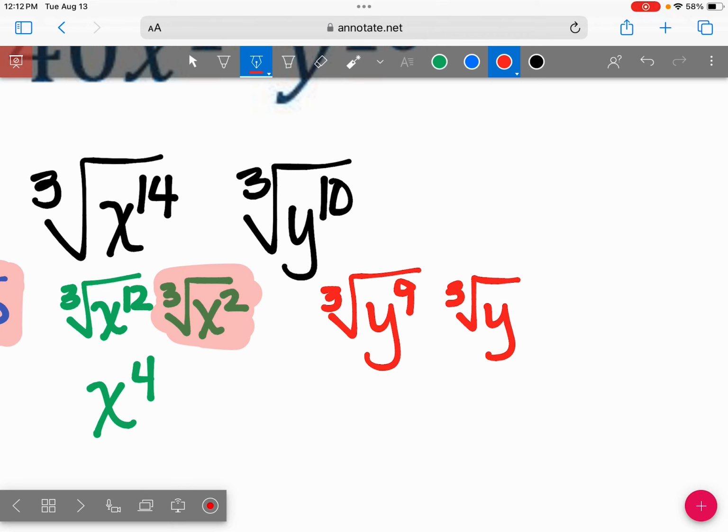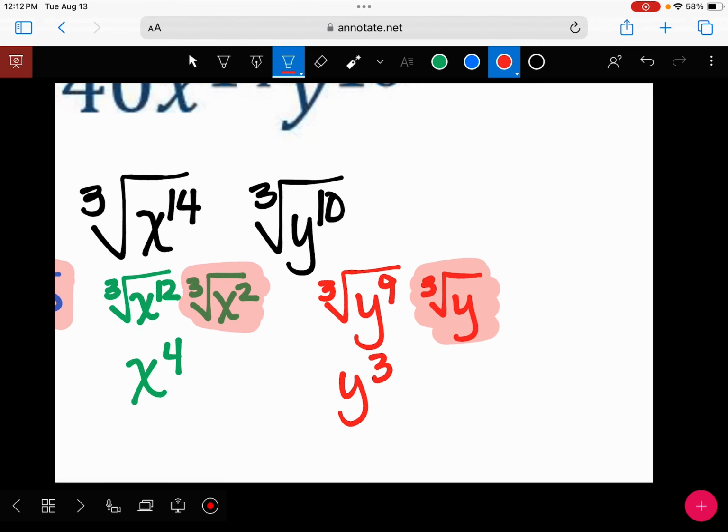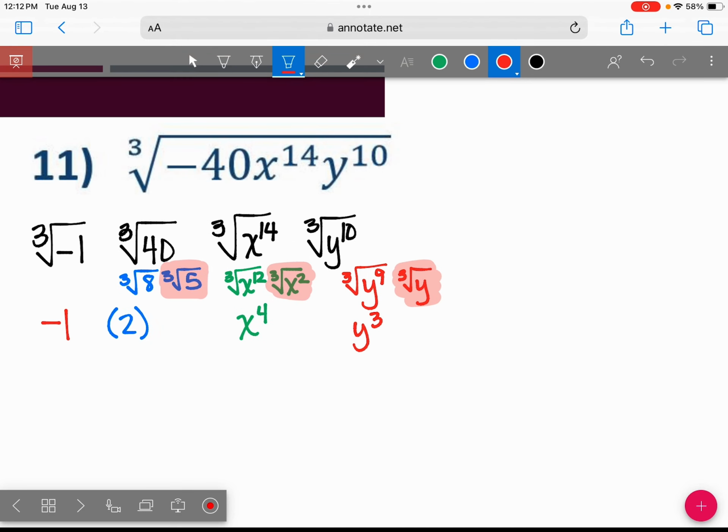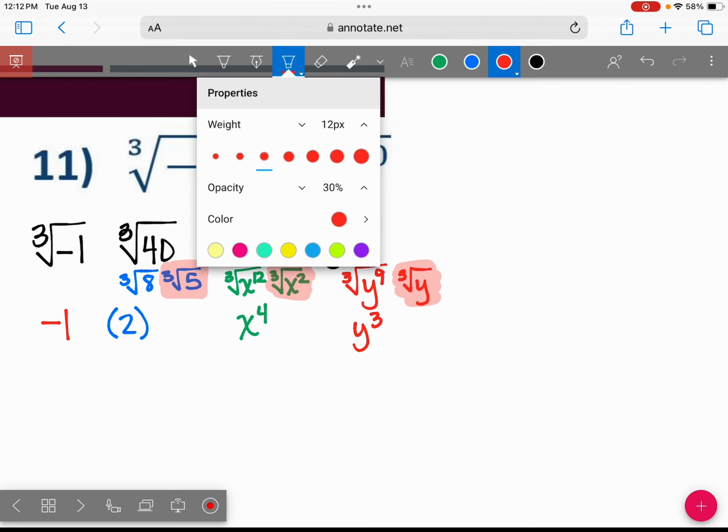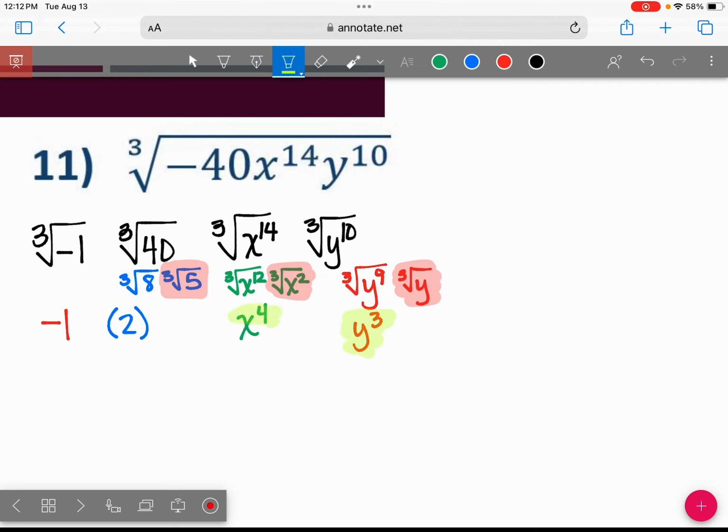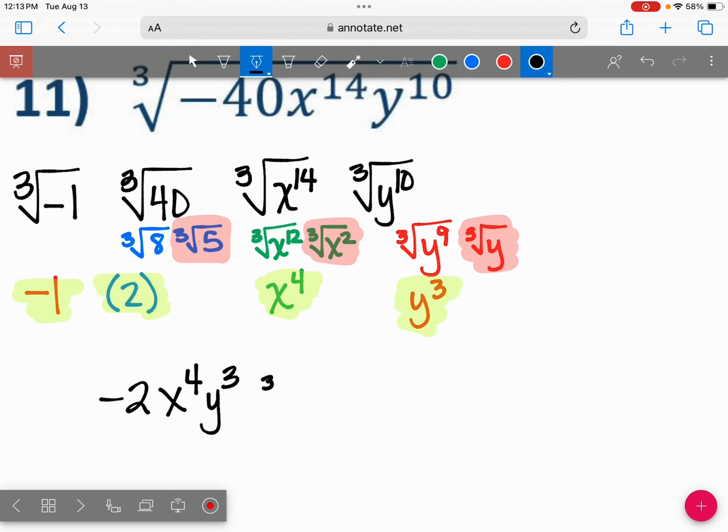With 9 people, how many groups can I make of 3? 3. And this has to stay. So now we're finished. We're going to just clean this up. All of these numbers here are going to be multiplied together in front. So when I multiply these 4 that I have highlighted in yellow, that gives me -2 x to the 4th, y to the 3rd. And then I have the cube root of a 5, an x squared, and a y.